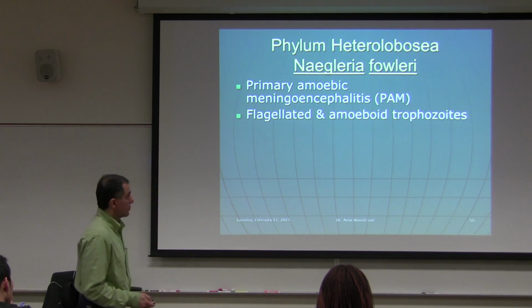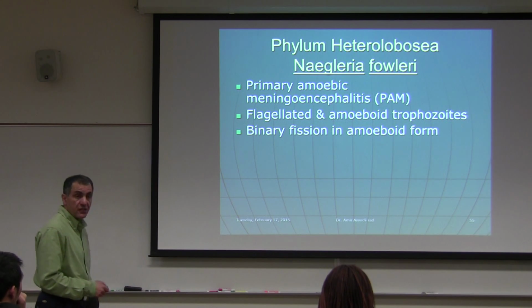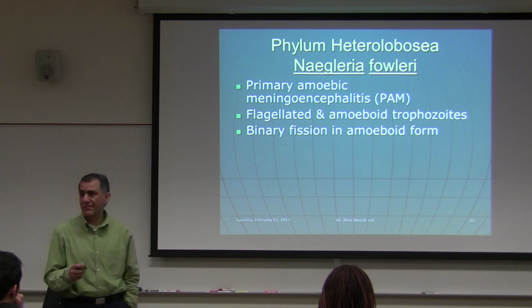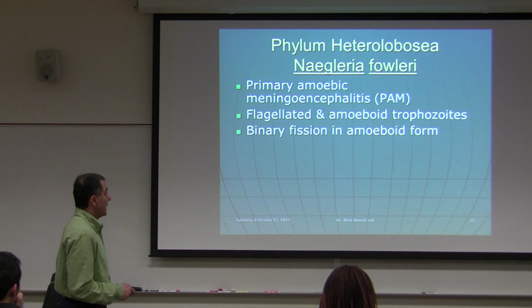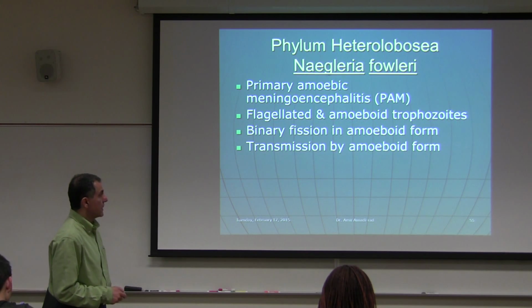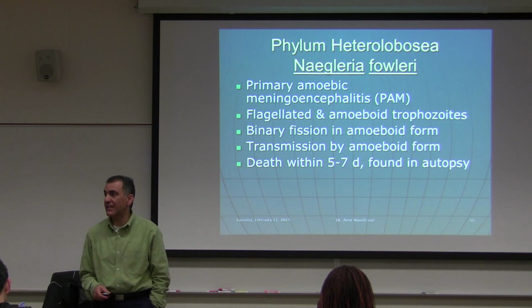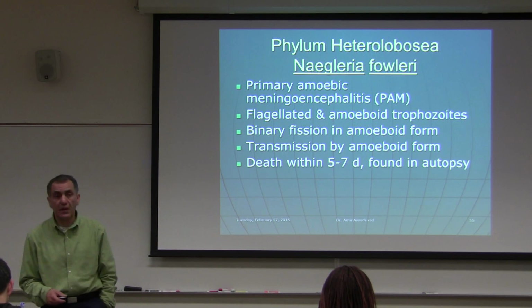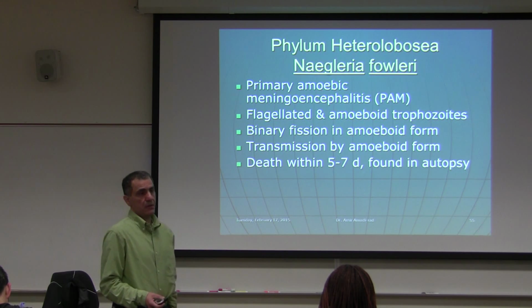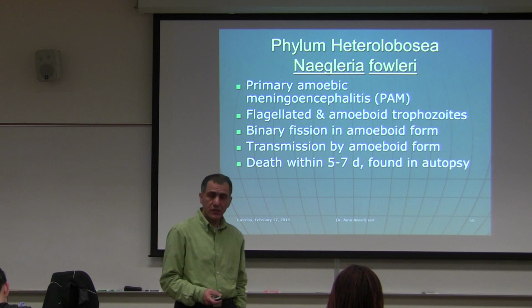Flagellated and amoeboid trophozoites, binary fission. They multiply by binary fission, which means asexual reproduction. Transmission is by the amoeboid form, with death within 5 to 7 days. So it will kill its host rather quickly. It doesn't wait around. And it's very hard to diagnose.